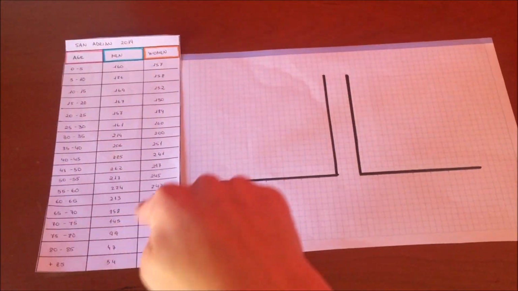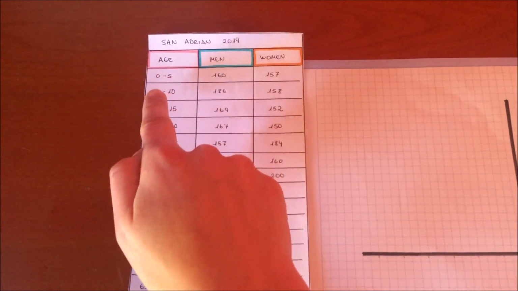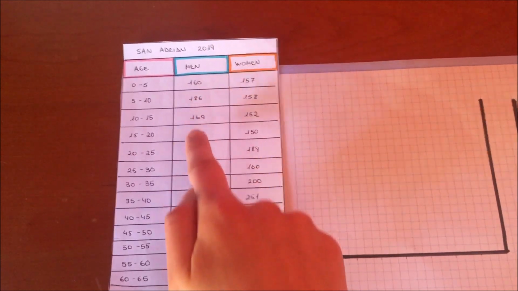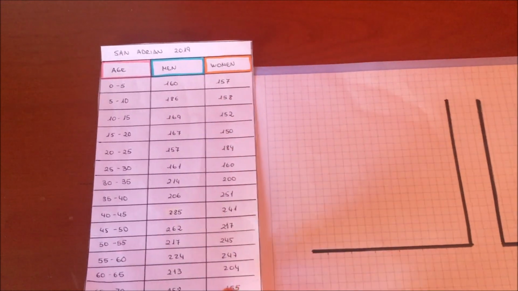Here we have the information chart of San Adrián in 2019. In the first column we have the age. In the second we have the number of men, and in the third one there is the number of women.